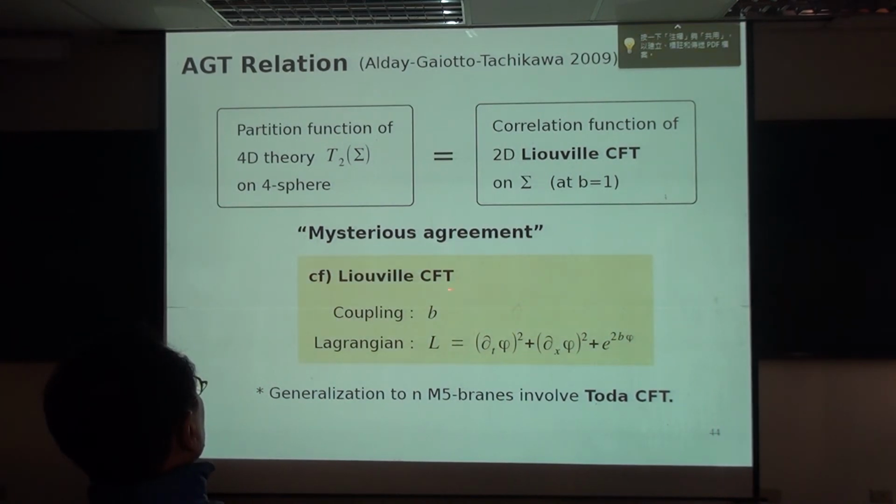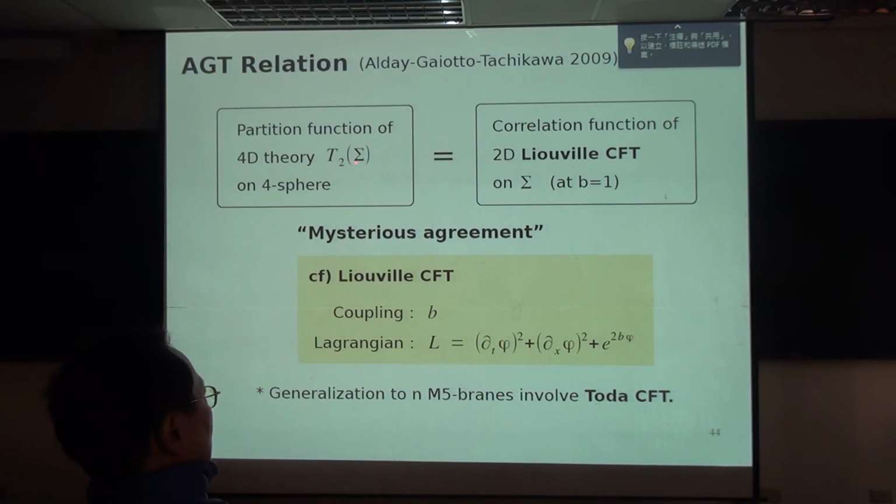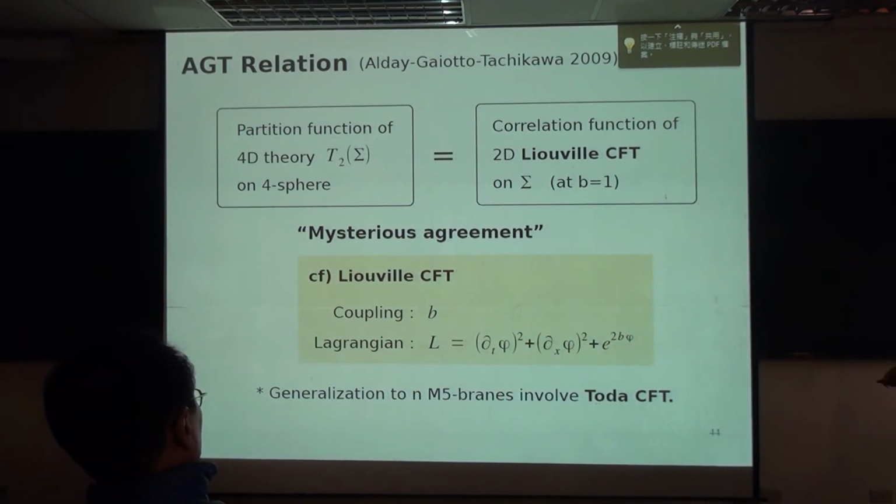Liouville theory is the theory of two-dimensional bosons, and there is a kinetic term, and in addition we have an exponential potential. The coupling appears in the exponent here. So this is a very interesting agreement between physical observables in four-dimensional theory and two-dimensional theory. And it is also known that if we increase the number of branes here, then instead of Liouville theory, we have Toda theory. Toda theory is also a two-dimensional conformal field theory.